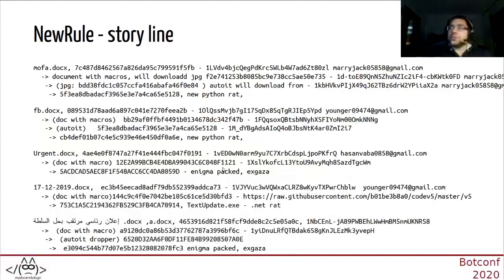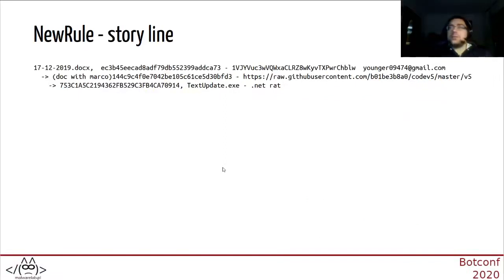How they do the infection was unique enough that I could create some sort of signature and search for other stuff, and I found a couple of documents. This is an excerpt from my notes from the beginning of the year, and the one we'll be talking about today is this one, 17-12-2019.x, which was NetRat, not Python. So that's something that stood out.